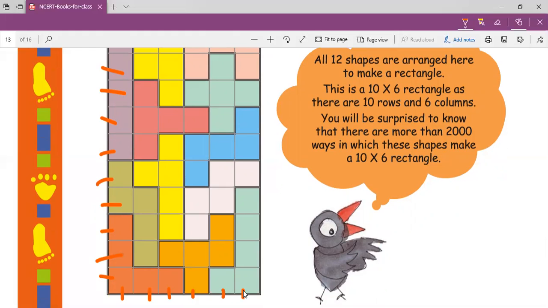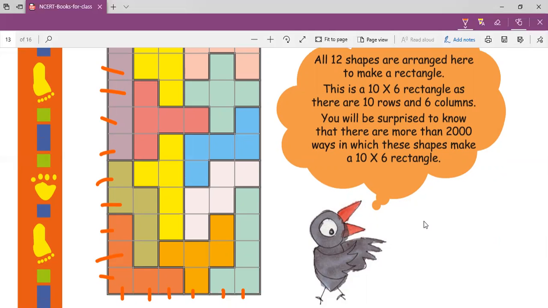Okay, 6 columns. So what that crow is saying, you will be surprised to know that there are more than 2000 ways in which these shapes can make 10 into 6 rectangles. So you can arrange those shapes in such 2000 ways that it will form a rectangle shape, which also contains 10 into 6, means 10 rows and 6 columns rectangle.